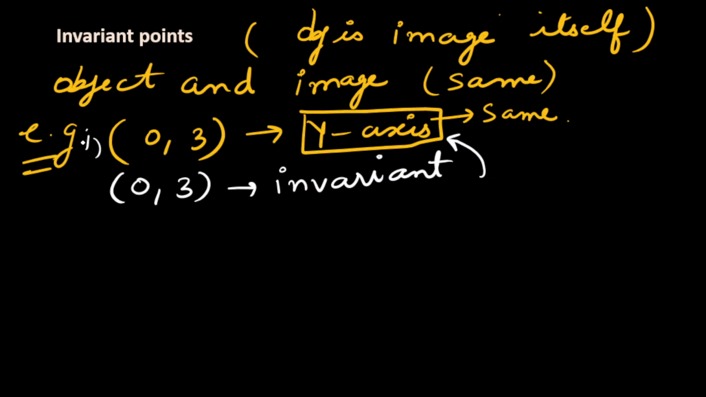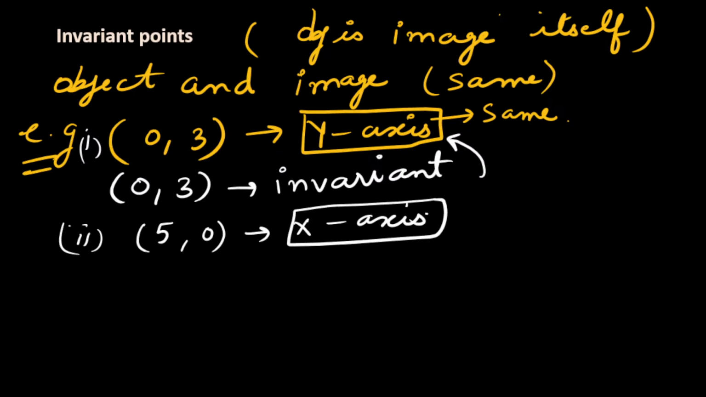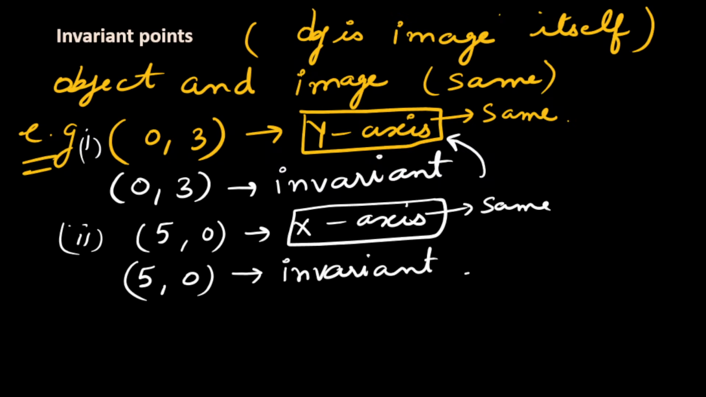Suppose one other example I will give you. Suppose I have point (5, 0). If we do its reflection in the x-axis, x will remain the same and y will change. So x will remain 5 only and y will change. If you change 0 to minus 0, it is still 0 only. So this point is again invariant when reflection is happening in the x-axis.